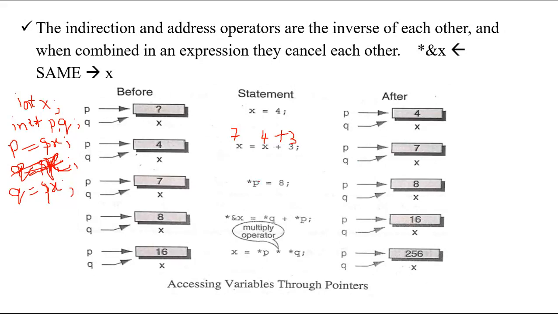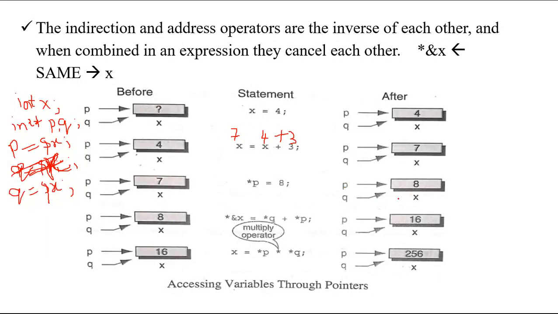Now I am saying star p over here. P is what? P is holding x address, as you can see over here. So if P is holding x address, if you apply indirection on that P, what will happen? Indirectly you are pointing to that x only. Into that address of x, you are keeping 8. So what will happen? That same memory location will get affected, because P is pointing to that x only.